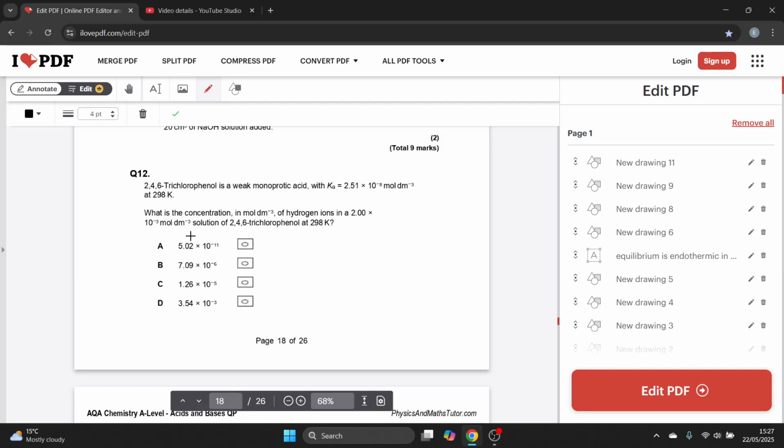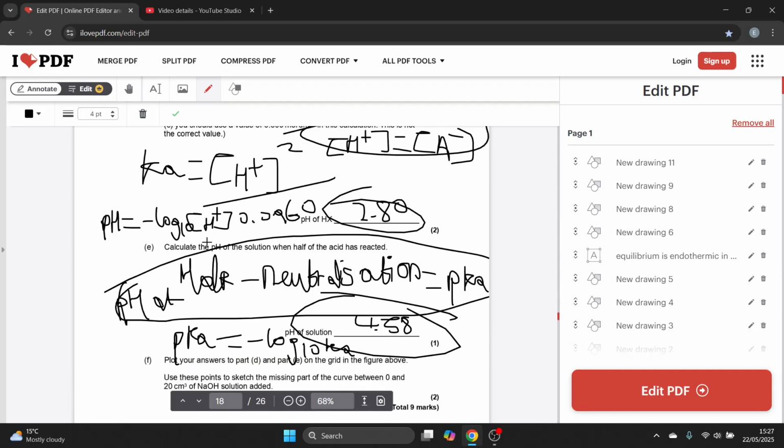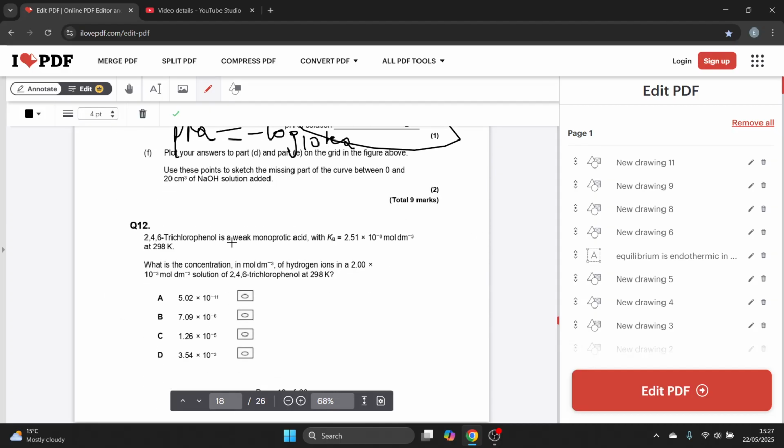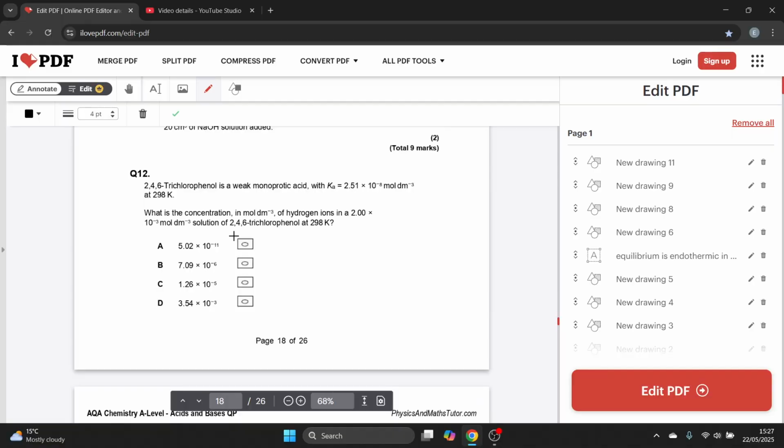Okay, question 12. So yeah, please guys memorize this: pH at half neutralization equals pKa. 2,4,6-trichlorophenol is a weak monoprotic acid.